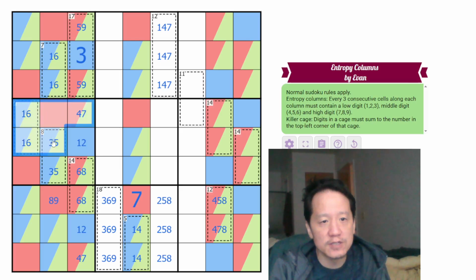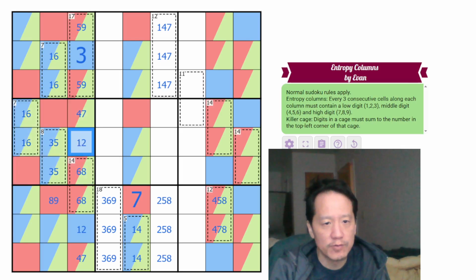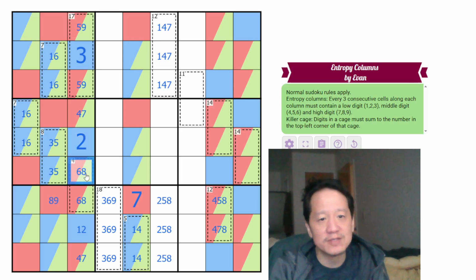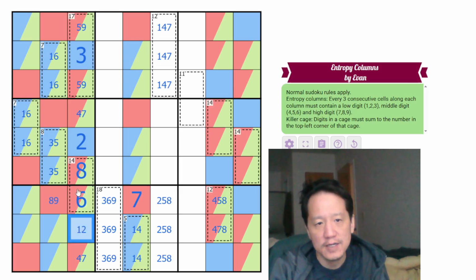And that 1, 6 pair now eliminates 1 and 6 from the rest of the box. So this can't be 1, which makes that a 2. This can't be 6, which makes that an 8. Therefore, this must be a 6. And now we know the pattern for this column. This has to be a high, and this has to be a middle.